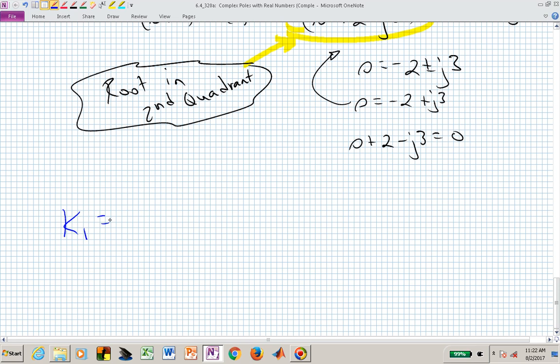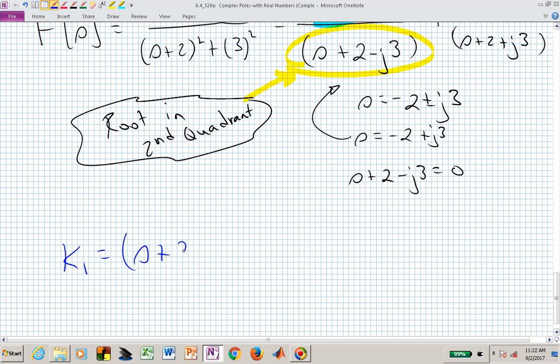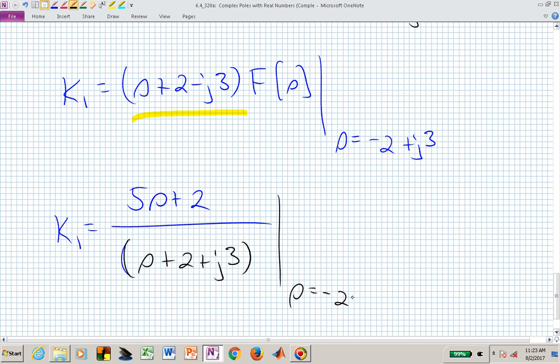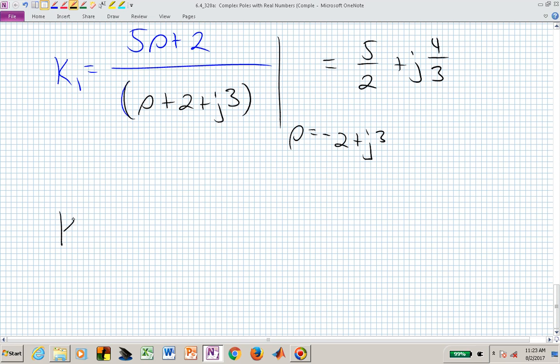Now to solve for K1, we multiply both sides through by that denominator factor, which is s plus 2 minus j3, and evaluate at the location that causes that factor to vanish, which is -2 plus j3. So for K1, the numerator was 5s plus 2, and we've now canceled this particular factor from our denominator, and so in the denominator we're left with s plus 2 plus j3, and we want to evaluate that at s equal to -2 plus j3. And if we do that, with complex arithmetic, we end up with 2.5 or 5/2 plus j4/3. That's the rectangular form.